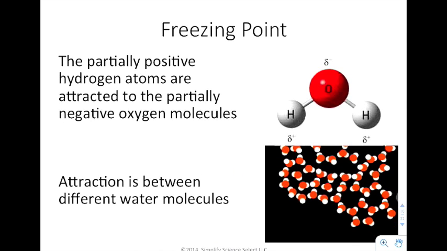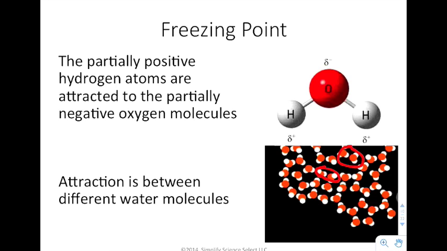Freezing point is an example of a colligative property. It says the partial positive hydrogen atoms are attracted to the partially negative oxygen atoms. So you see different water molecules that they're attracted to one another. These two are attracted. These two are attracted to different parts of the molecules.